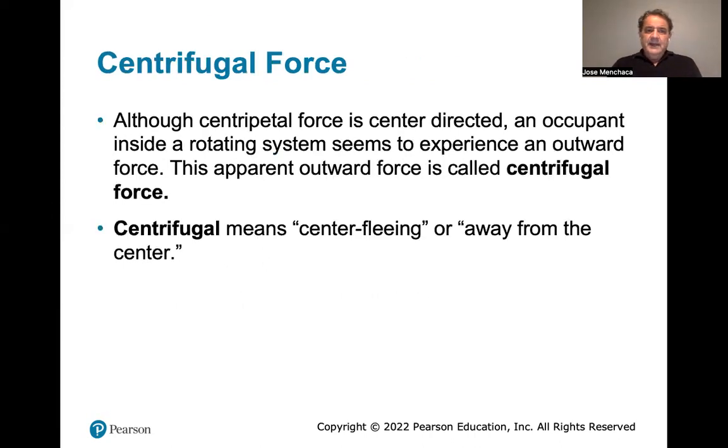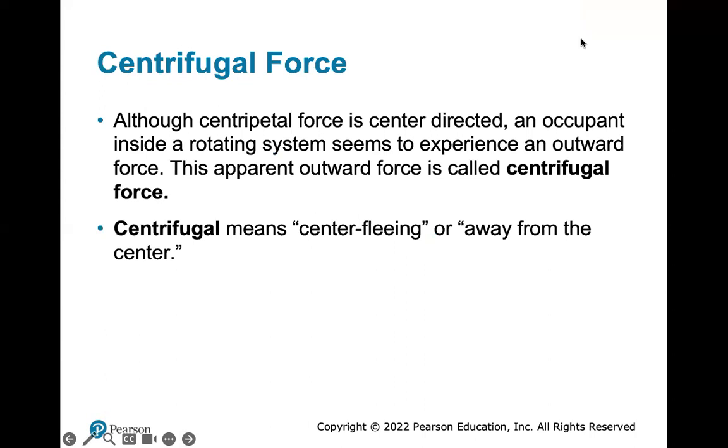Okay. Now centrifugal force. All of this time I've been saying centripetal, centripetal, and now centrifugal force. Although centripetal force is center directed, an occupant inside a rotating system seems to experience an outward force. This apparent outward force is called centrifugal force. Centrifugal means center fleeing, or away from the center.